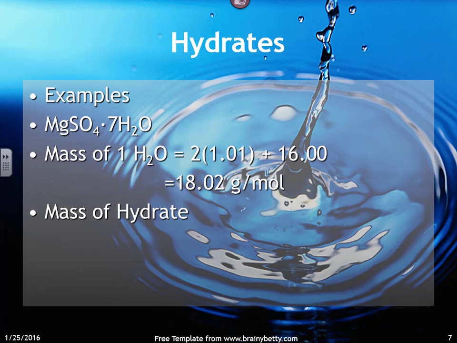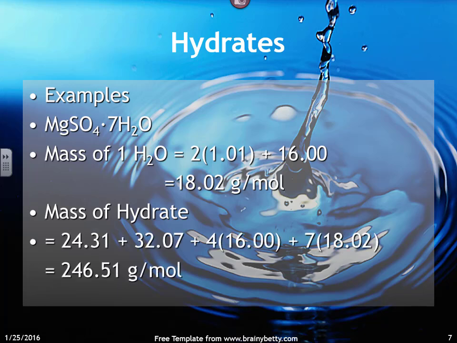Then for the mass of the hydrate, you would take that amount and add it to the beginning of the compound. So we have our 24.31, that's our magnesium right here. 32.07 is our sulfur. 4 times 16 is the 4 oxygens. 7 times 18.02 is the 7 waters. Add all those things together, you should get 246.51 grams per mole.